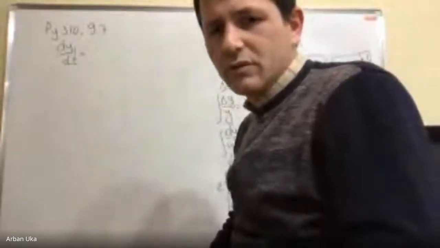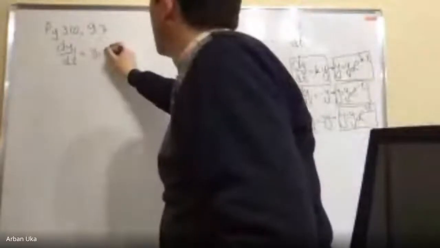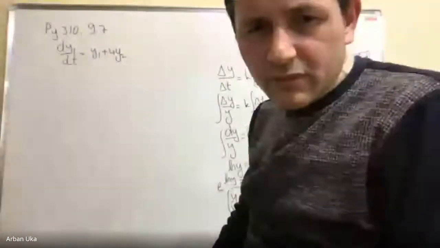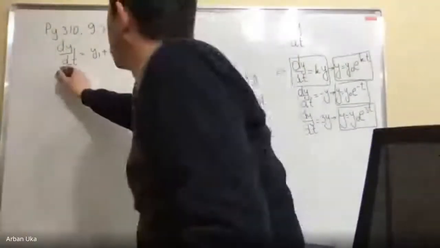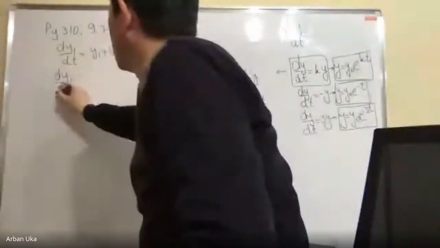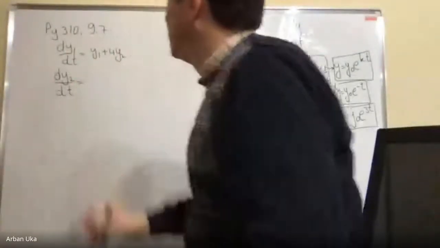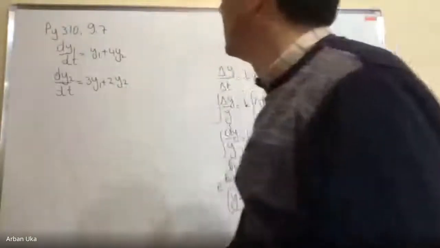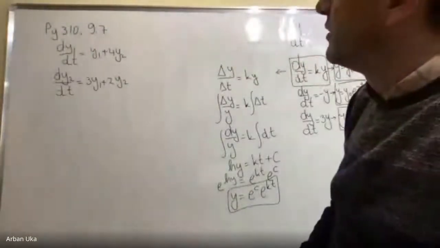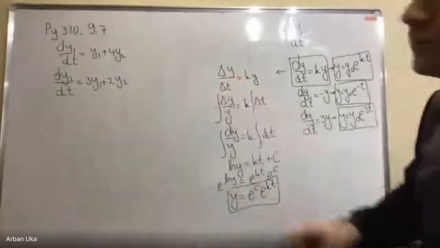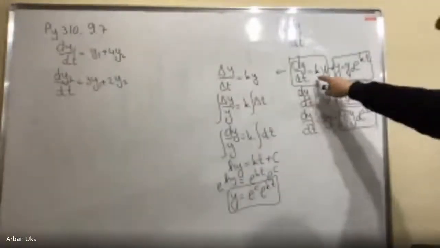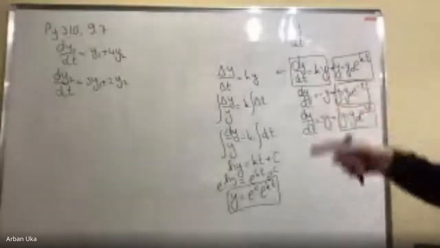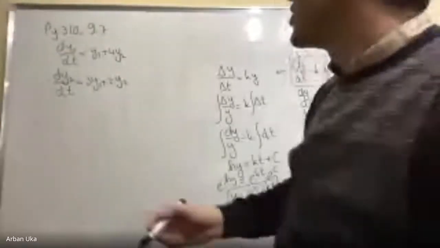So you can have a look also: y1 plus 4y2. And the second derivative, dy2 over dt, is equal to 3y1 plus 2y2. Okay, then here we have a rate of change of two variables, but they are not as simple as these examples because they depend on each other. We have two quantities which are coupled.